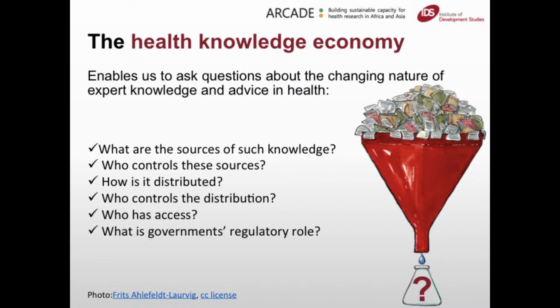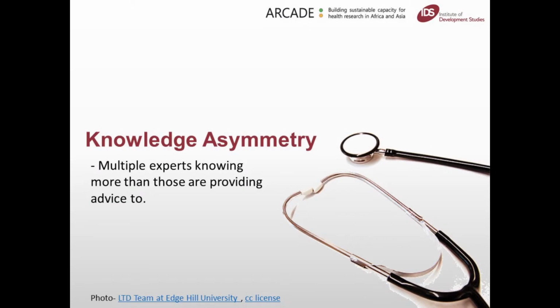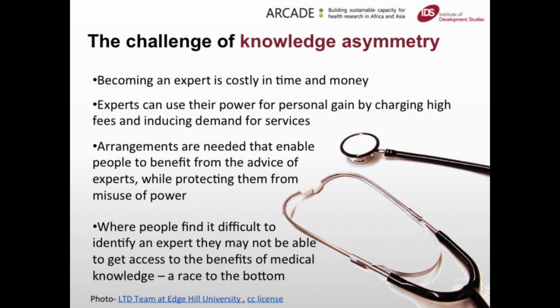One key way of thinking about how societies have organized their health knowledge economy is in terms of the concept of knowledge asymmetry. That is, there's a large quantity of knowledge, a large number of people claiming to be experts, and those experts know a whole lot more than the people they're providing advice to. Over the years, there's been a very heavy investment in the development of medical science, medical knowledge, the production of textbooks, organization of training institutions. So we now have a very, very big body of knowledge.